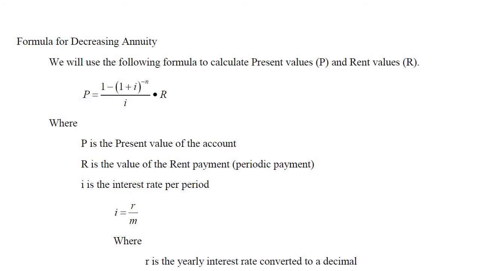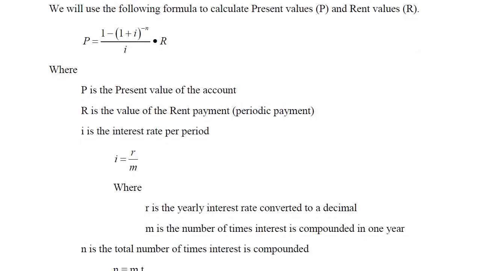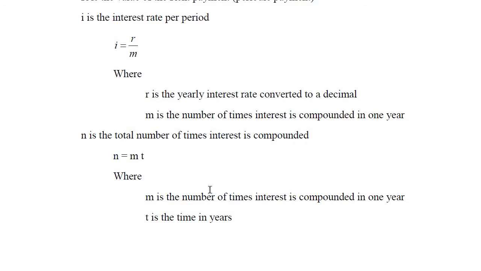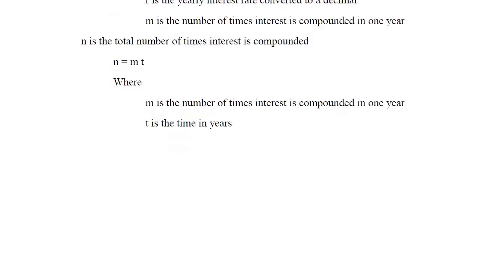R is the value of the rent payment, that periodic payment, so that's going to be our loan payment. i is the interest rate per period. To calculate i, it is equal to the yearly interest rate, little r, divided by m, which is the number of times interest is compounded in 1 year. And then n is the total number of times interest is compounded. So n is m times t, where m is the number of times interest is compounded in 1 year, and t is the number of years.